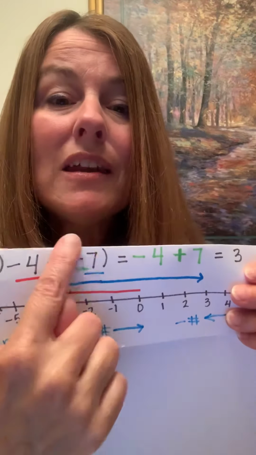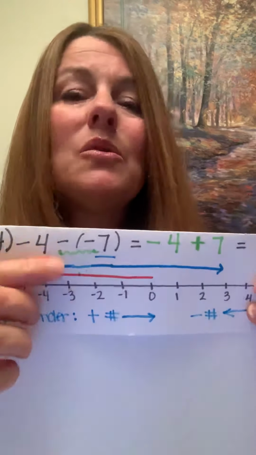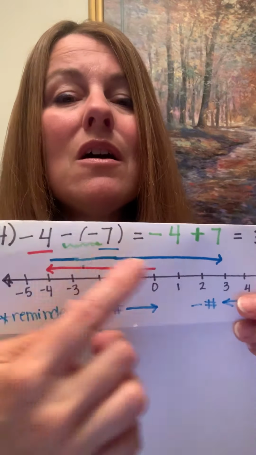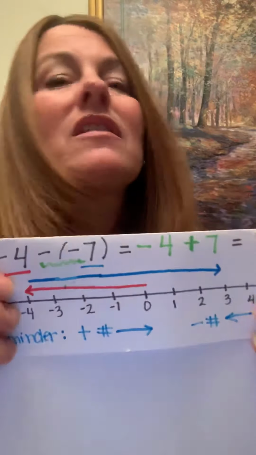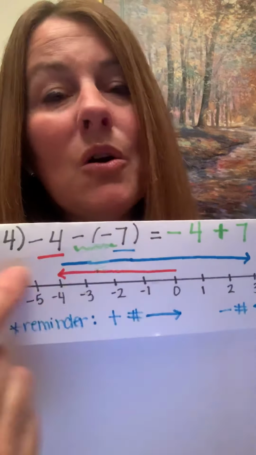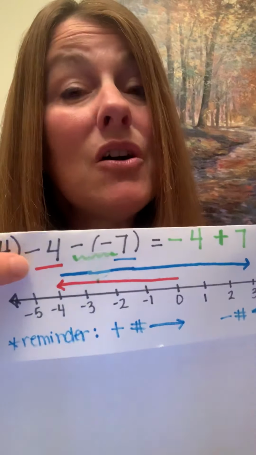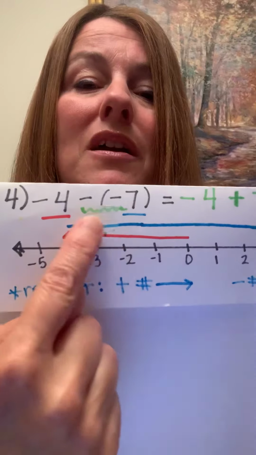So these two negatives are going to actually make it into a positive. So it's going to be -4 plus a 7. Well, we already did that up here, didn't we? Somewhere on one of our examples. So we're going to start with the 0, and we're going to go this direction because it's a -4. So we're going to count over 1, 2, 3, 4.